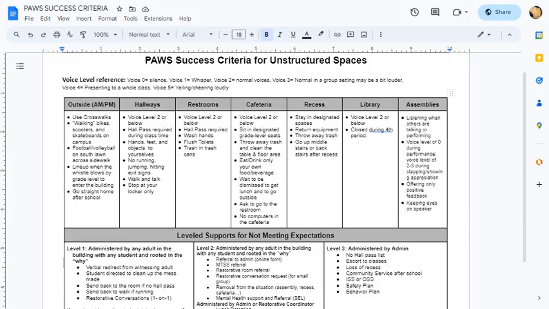In the restrooms, please make sure that you are at a voice level 2 as well. Hall pass is required during class time, but not during passing period. Make sure that you are flushing the toilets, making sure that you're putting the trash in the trash cans, simply making the place better than when you found it.